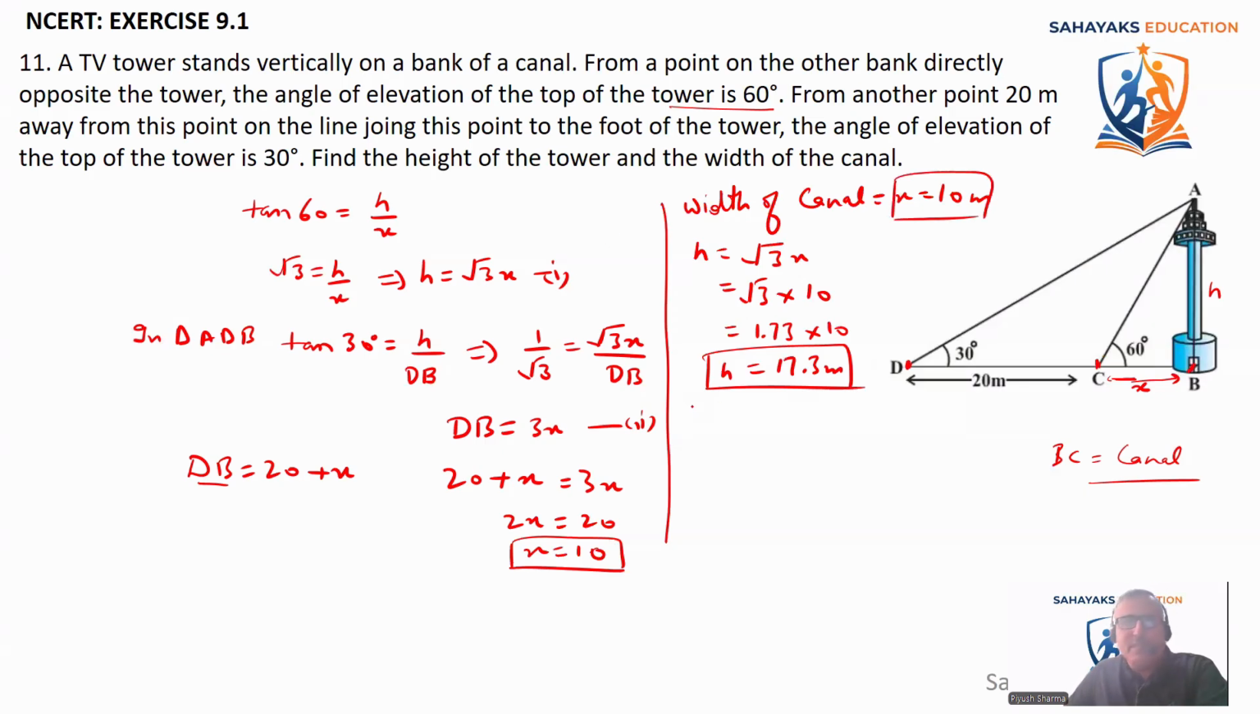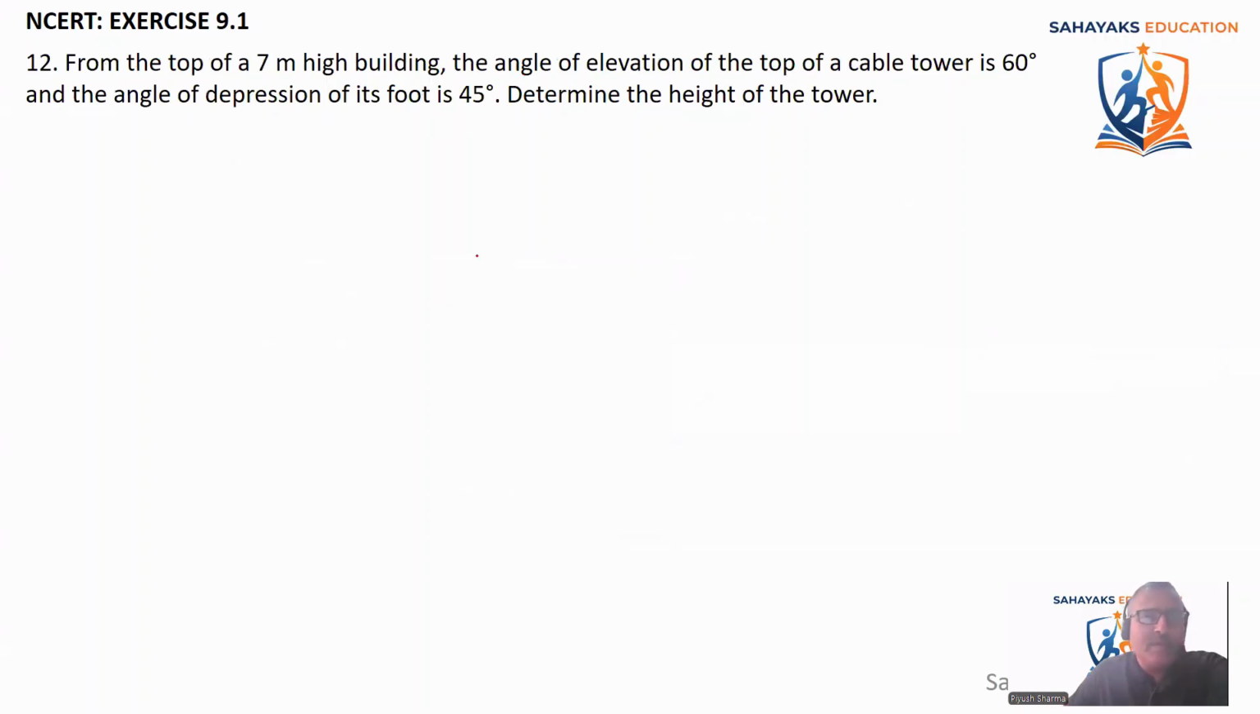Okay, coming to the next question. From the top of a 7-meter high building, the angle of elevation of the top of a cable tower is 60 degrees and the angle of depression of its foot is 45 degrees. Determine the height of the tower. So here we have to make a figure. This is a big tower, and there is a building which is 7 meters high. They are both standing on the same ground.